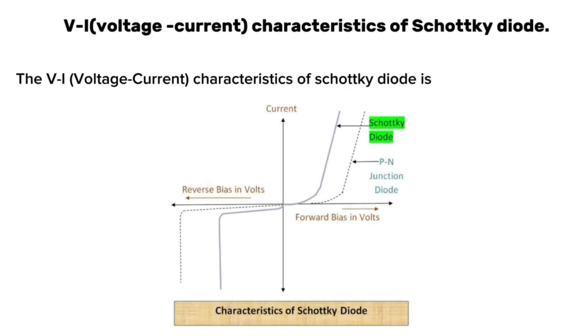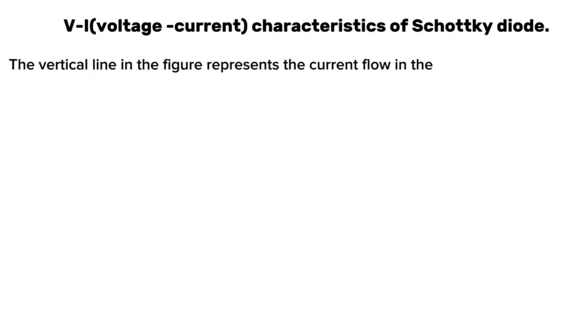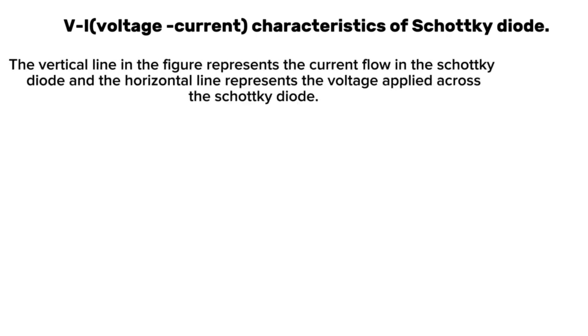VI characteristics of Schottky diode. The VI voltage current characteristics of Schottky diode is shown in the figure below. The vertical line in the figure represents the current flow in the Schottky diode, and the horizontal line represents the voltage applied across the Schottky diode.